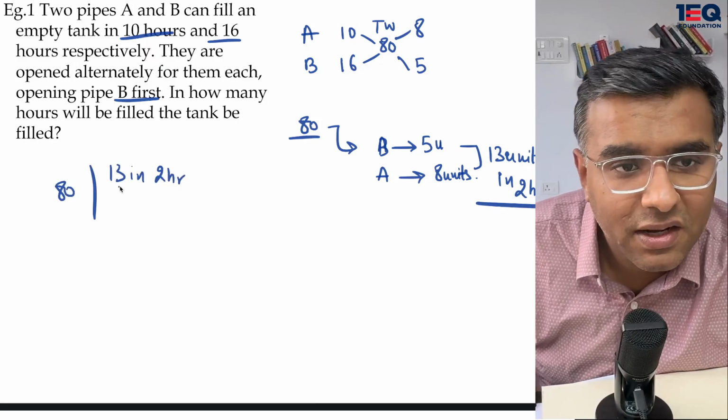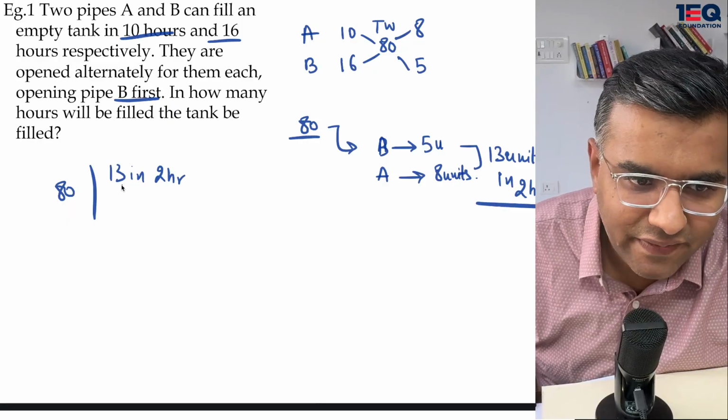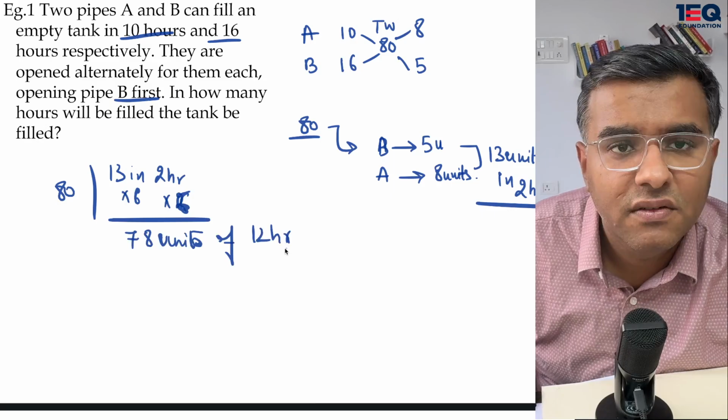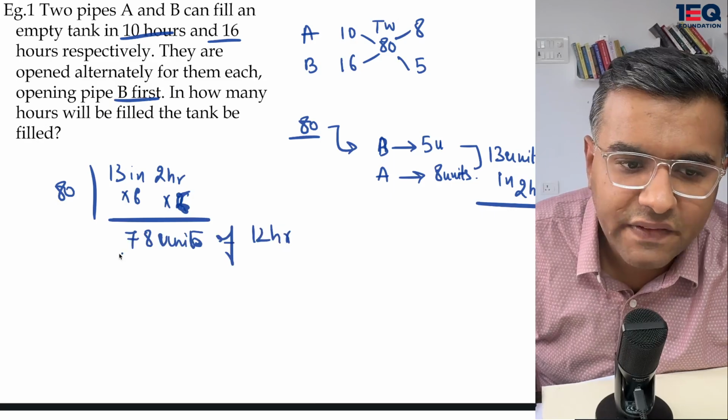Now, to bring it closer to 80, 13 times 6 is 78. I'll multiply by 6 on both sides. So 78 units of work would be done in 12 hours. If 78 units of work need to be done, only 2 units of work are left.